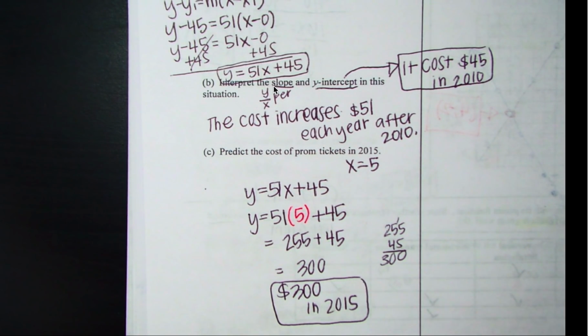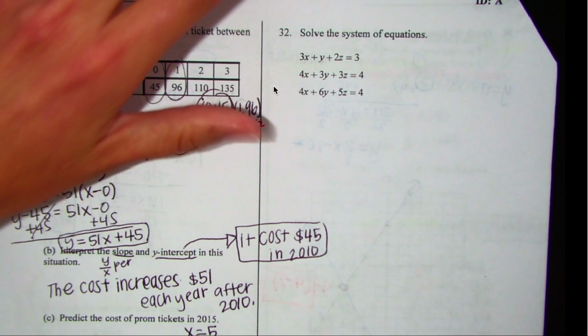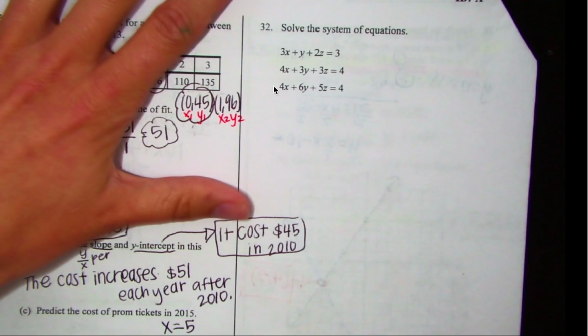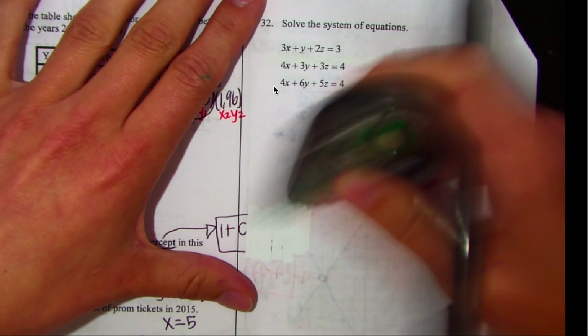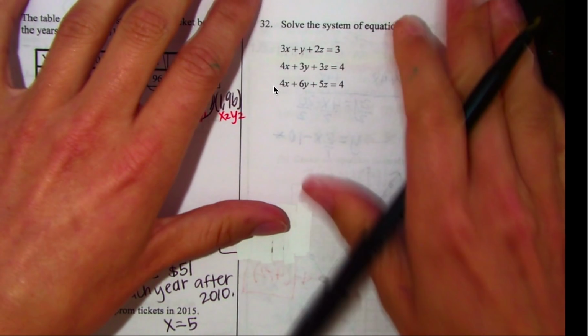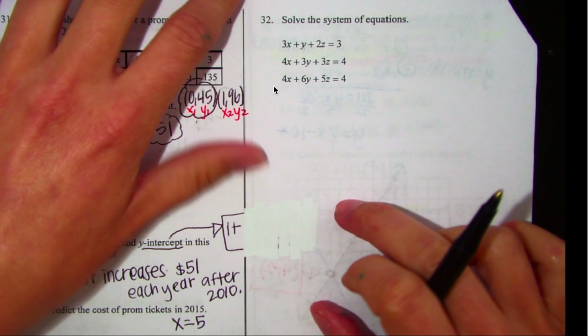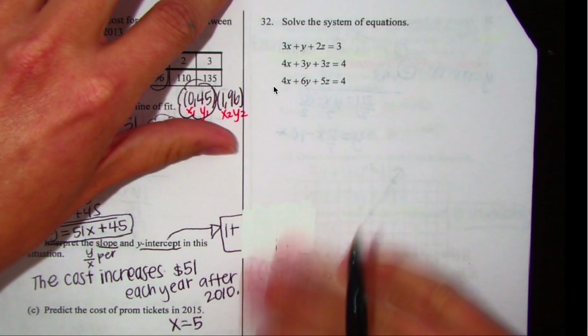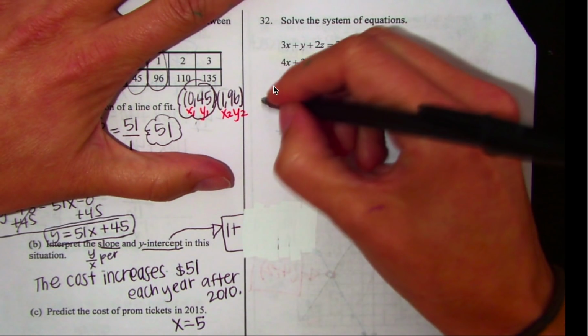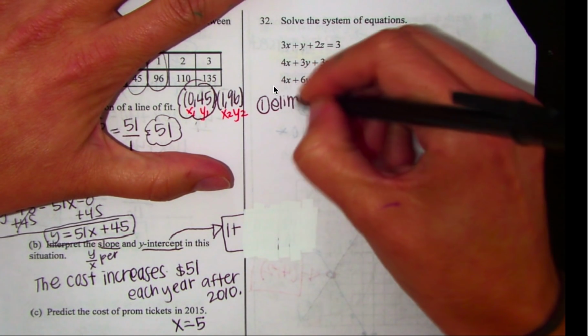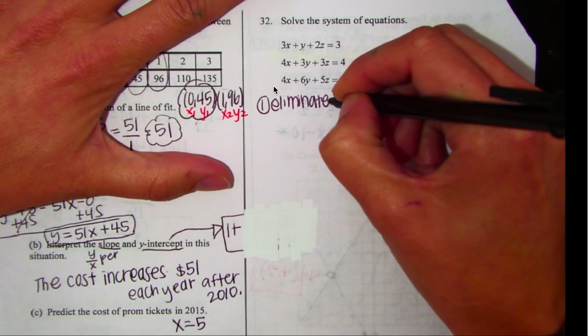All right, moving on to 32. We're almost done. 32, we're going to solve the system of equations. So this is a 3 by 3. I'm going to erase this just in case it gets in my way. What we're going to be doing is following those same 3 steps. We're going to eliminate a variable, we're going to create a system, and then final step, plug it back in. So for my first step, I'm going to eliminate one of my variables, and I'm going to do it twice.